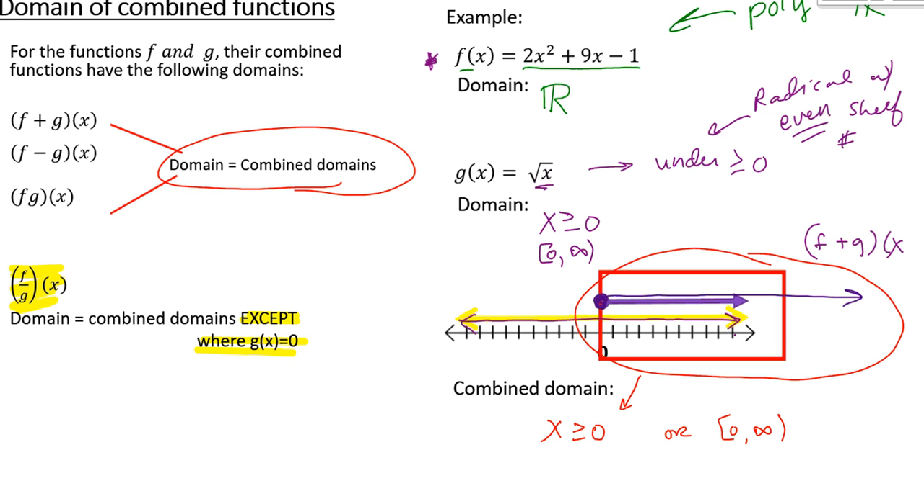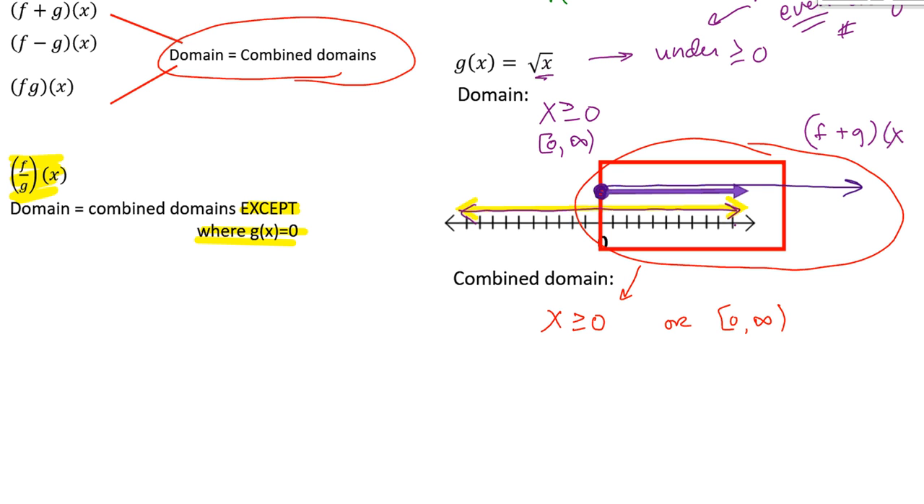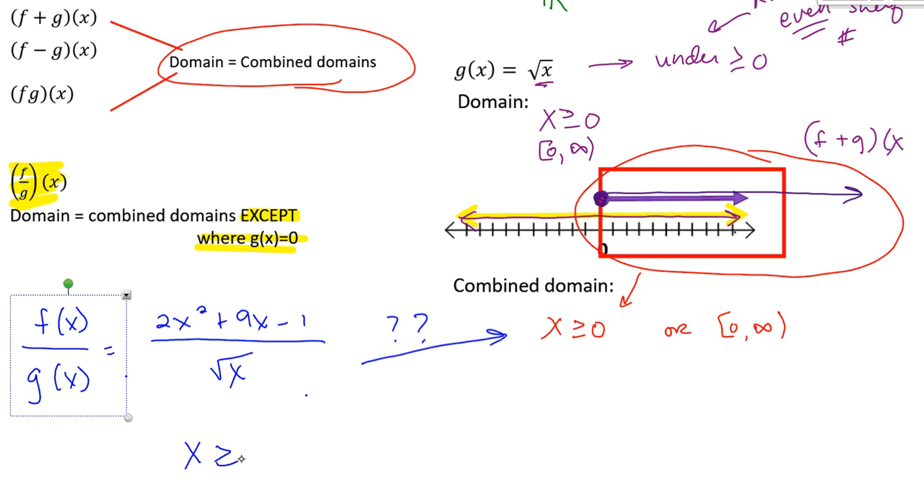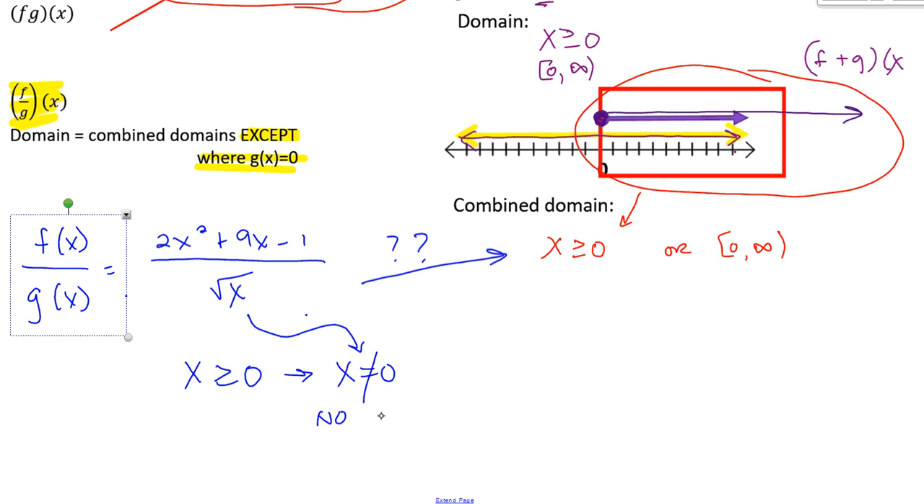So let's examine this one down here if we were to put it on the bottom. So if I had f of x divided by g of x, in this case, it was 2x squared plus 9x minus 1 over g of x. Now, just the regular combined function domain would be x greater than or equal to 0. Well, for this guy, x greater than or equal to 0 would include x equals 0. But we cannot have x equal to 0 because it's in the denominator. No zeros in the denominator.